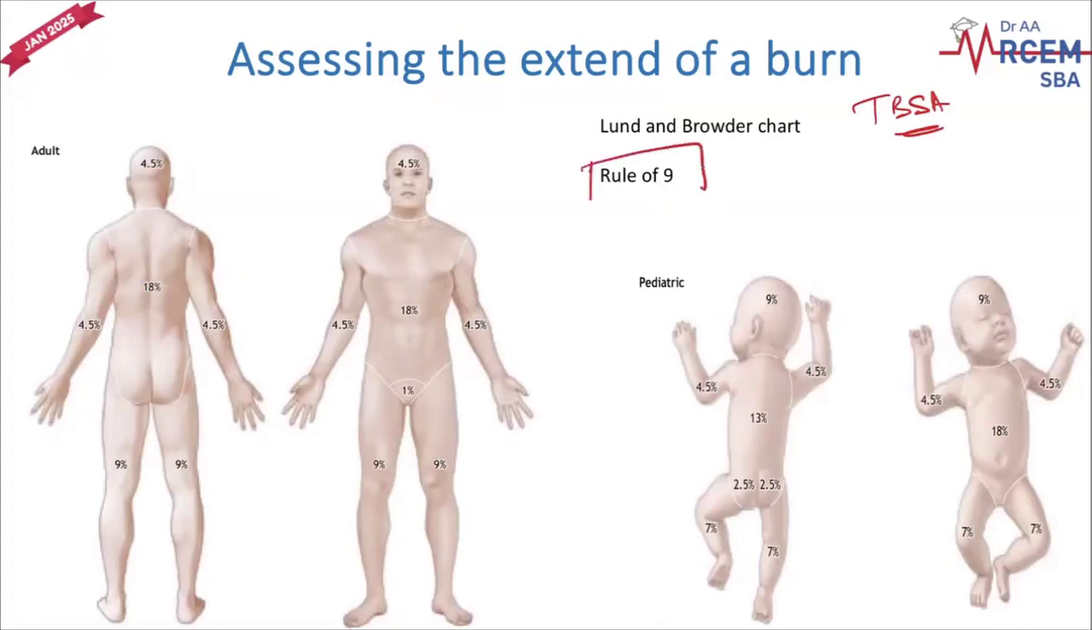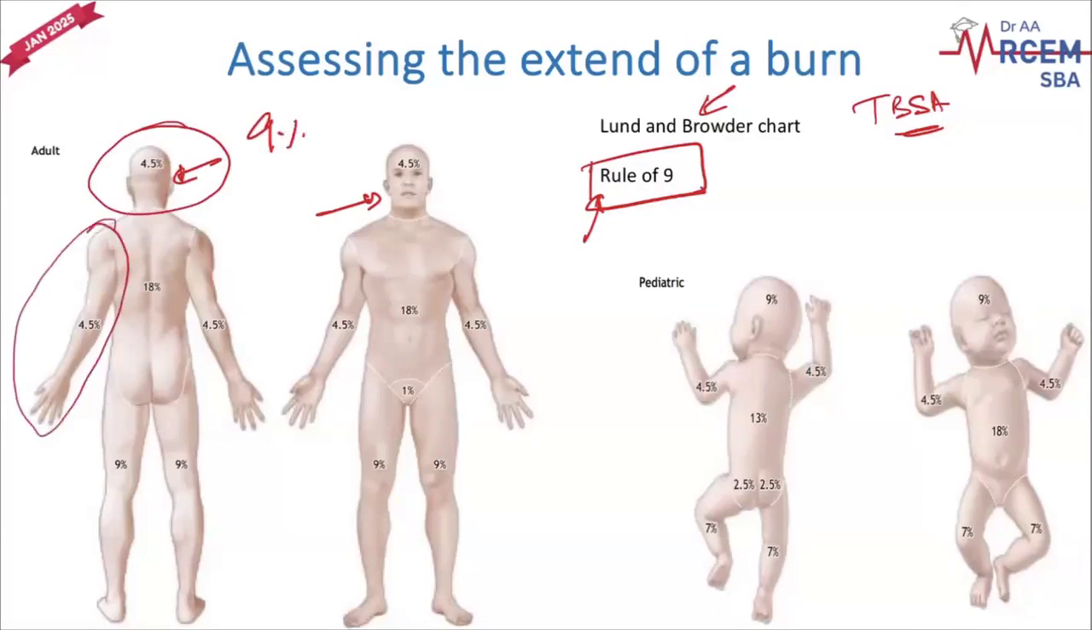We usually use the rule of 9. If they want, they will provide you with a chart or a picture, then it becomes very easy. But they want you to remember the rule of 9. Rule of 9 is important. The anterior part of the head is taken as 4.5, whereas the posterior part is taken as another 4.5. So the entire head and neck is taken as 9%.